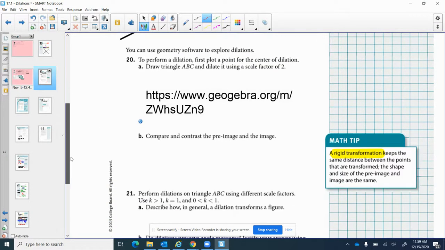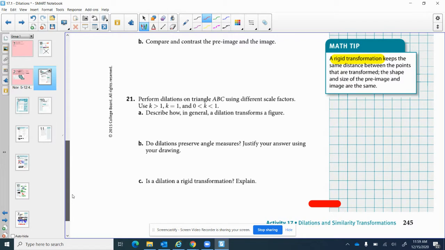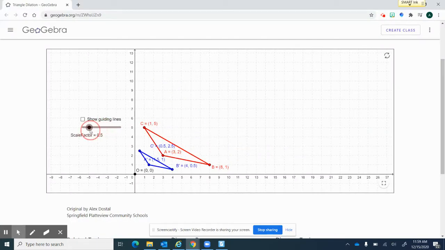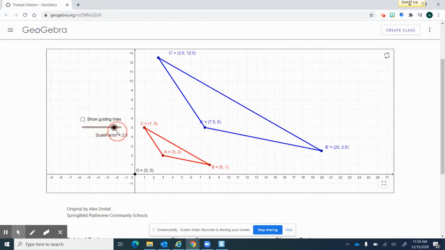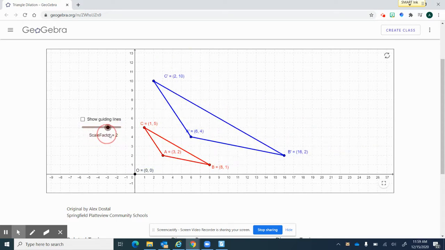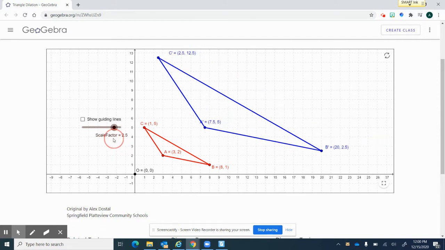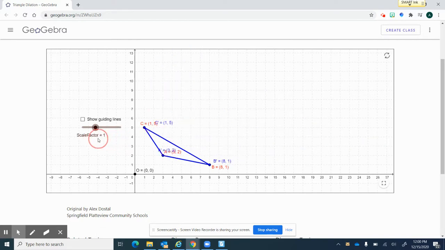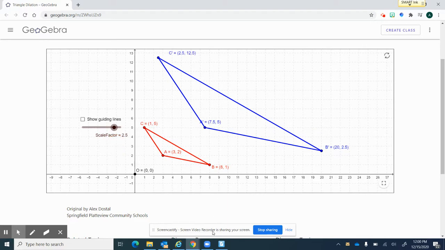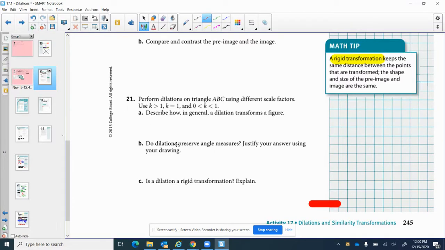Okay. And then again, no matter what kind of dilations we are doing, again, if we look back at this example here, whether we're reducing it or we're enlarging it, the shape is not changing at all, just the size is going to be changing. So shape does not change, just the size of the sides when we are completing a dilation.